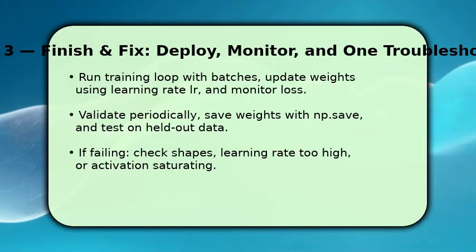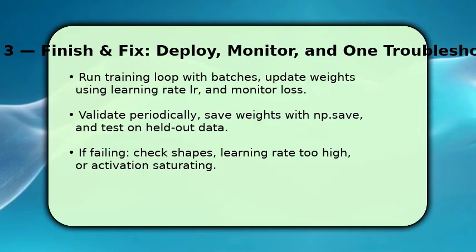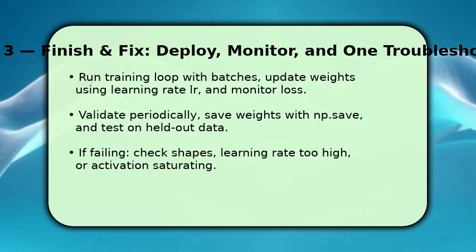If training diverges or loss stalls, check shapes first, then try lowering the learning rate, change initialization, or swap activations. This single troubleshooting tip often reveals the root cause.